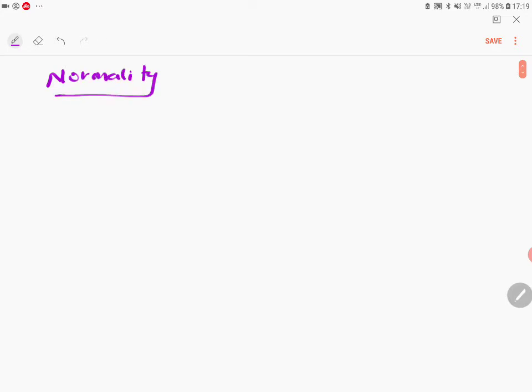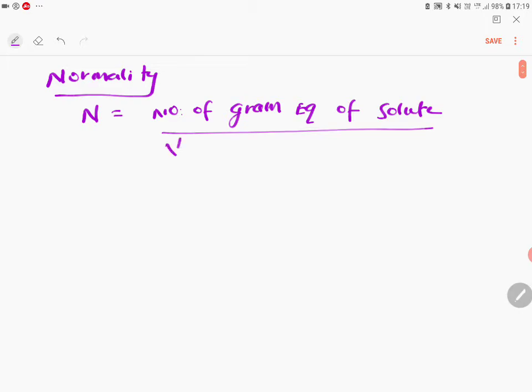On an average, around 50 to 60% of the students who attend the NEET examination or any competitive examination, when you come to second PU, it is a human tendency that children are likely to forget the formulas for normality, how to apply it. That is very important. So first, normality is equal to number of gram equivalents of solute divided by volume of the solution in liters.